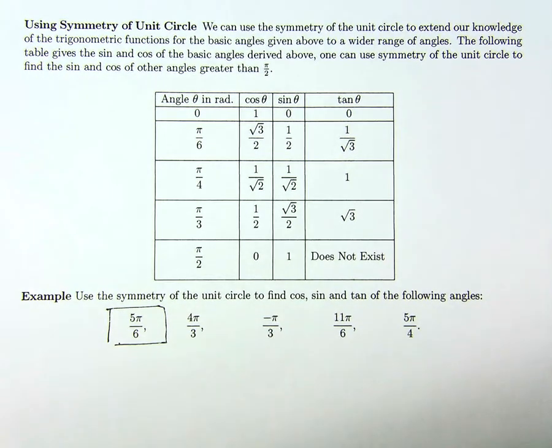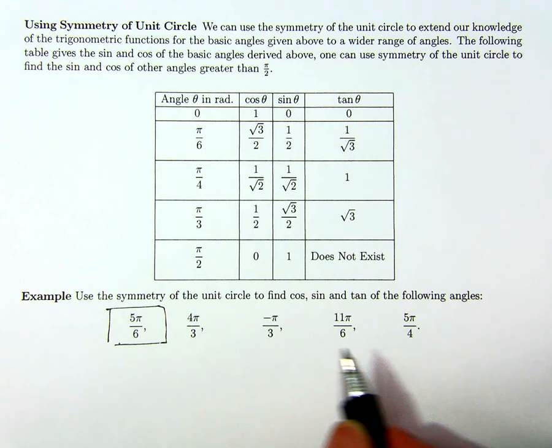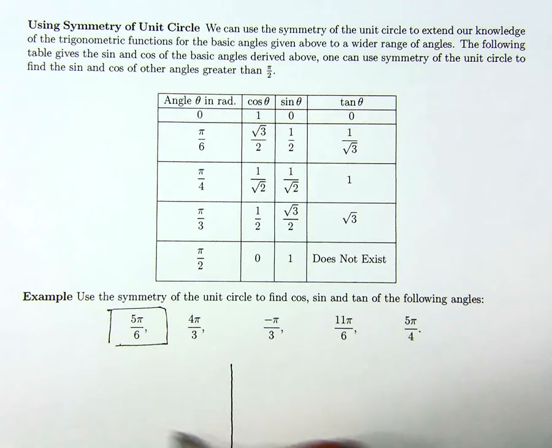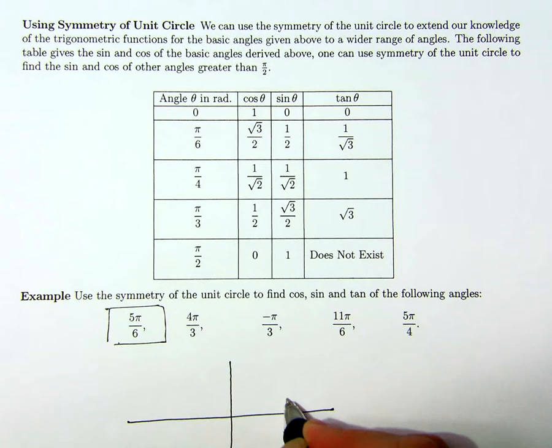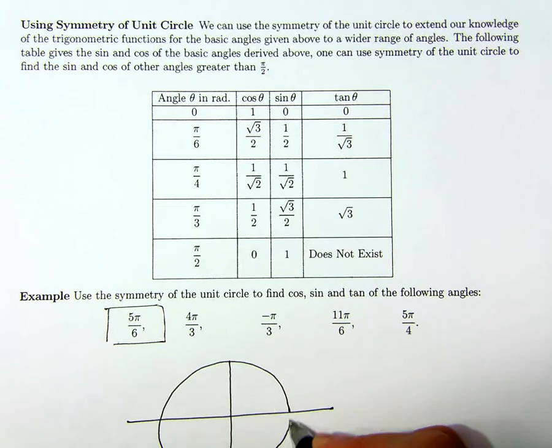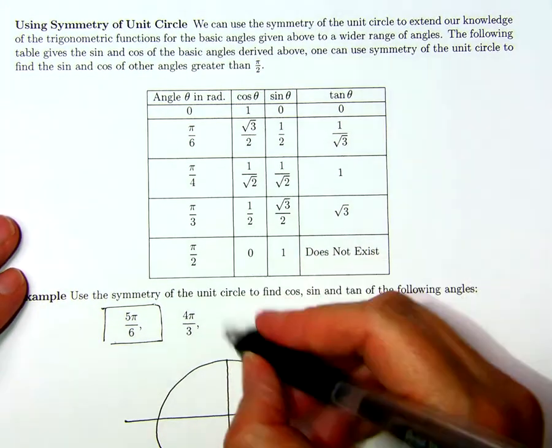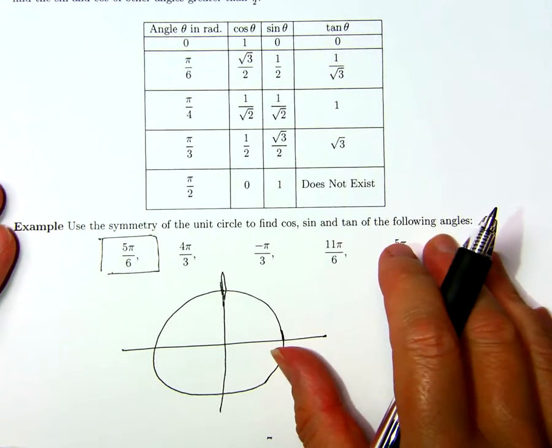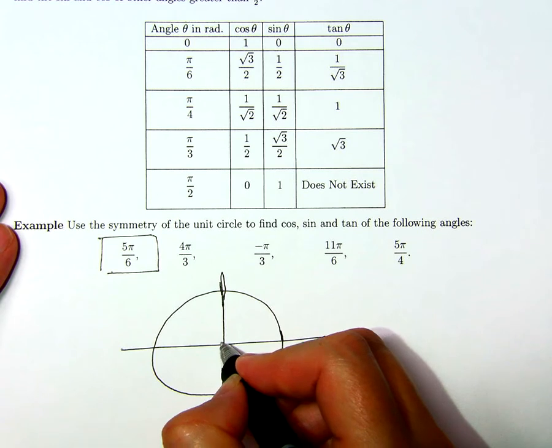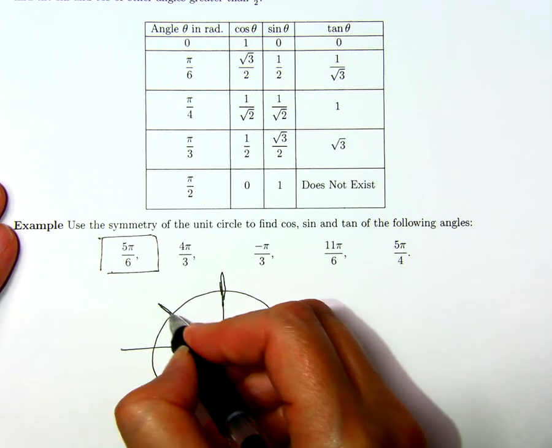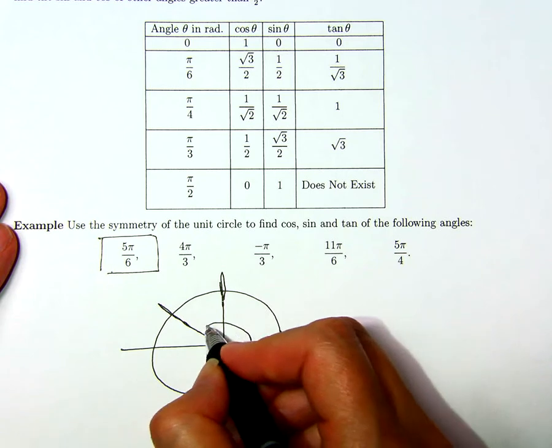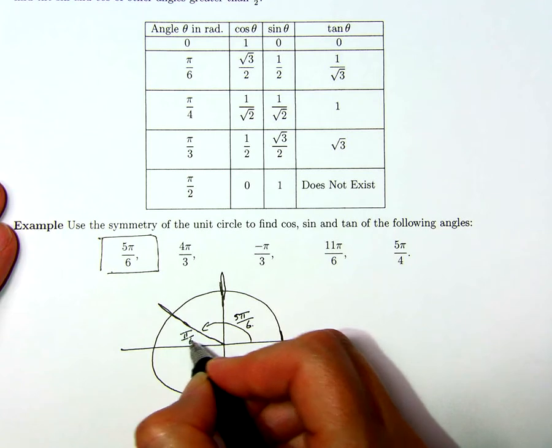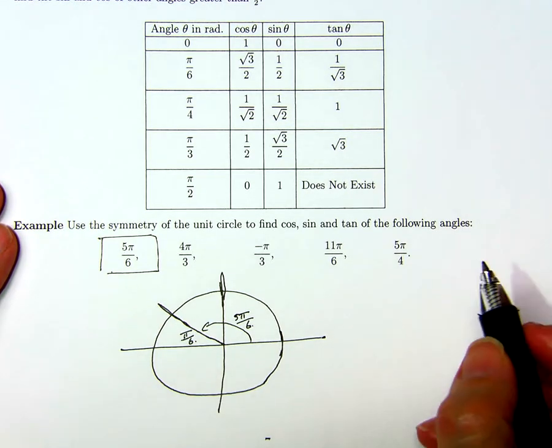Let's try to use the symmetry of the unit circle to find the sine, cosine, and tangent of 5 pi over 6. Well, we know from the definition that cosine and sine are the x and y coordinates of where the terminal side of this angle meets the unit circle. This angle is 5 pi over 6, so its terminal side is in the second quadrant. And it's just pi over 6 radians short of a straight angle.